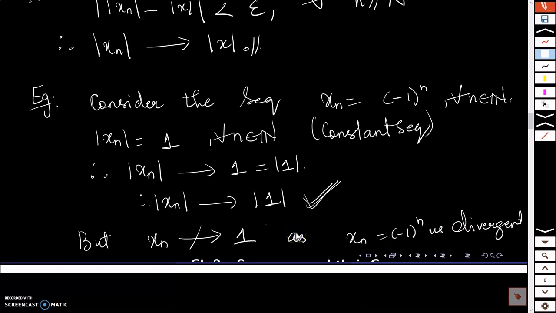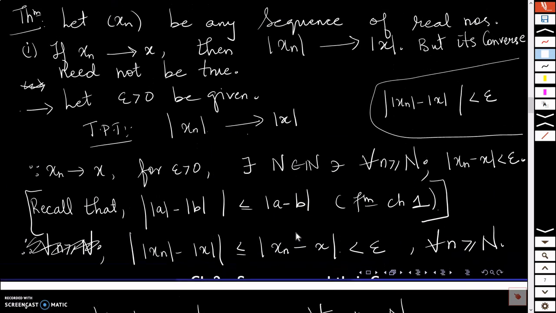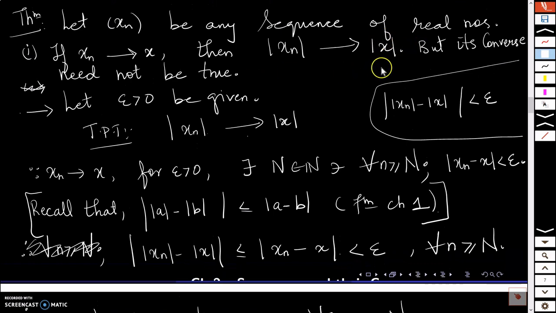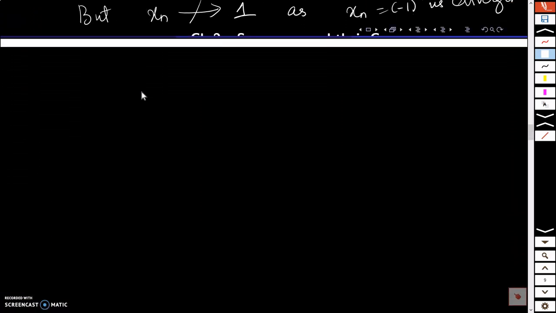In general, the converse does not work, but under special conditions the converse also works. And what is that special condition? If that limit x, which I am talking about here, x and mod x, if that x is 0, then the converse will also work. So that's a special case, and I will put it as the second part of the same theorem: xn converges to 0 if and only if mod xn converges to 0. Now you will have both the cases, and this works only when this limit x is 0.